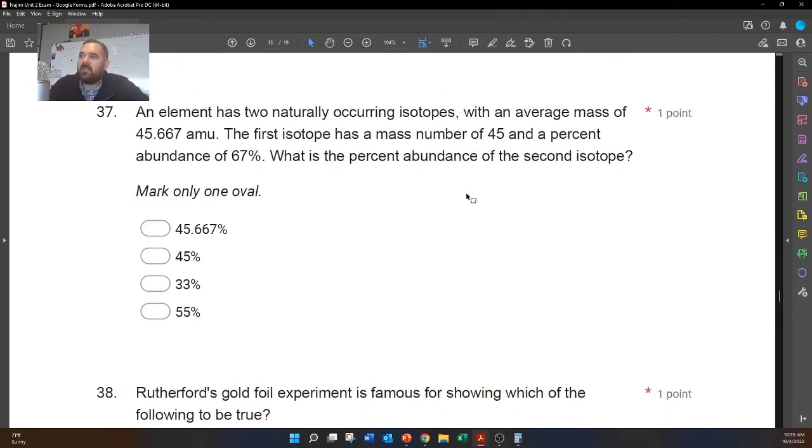An element has two naturally occurring isotopes. What is the average mass of 45.677? The first isotope has a mass number of 45 and percent abundance of 67. What is the percent abundance of the second isotope? So if our first one has a percent abundance of 67, we know that our total has to be 100. So we're going to do 100 minus 67, which leaves us with 33.